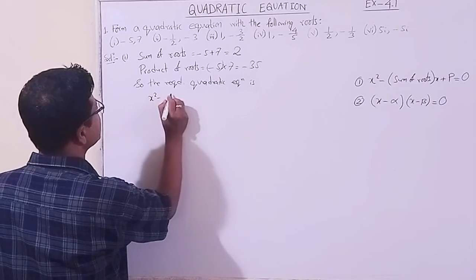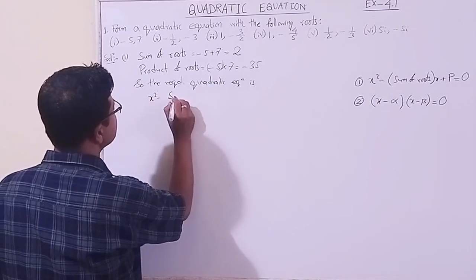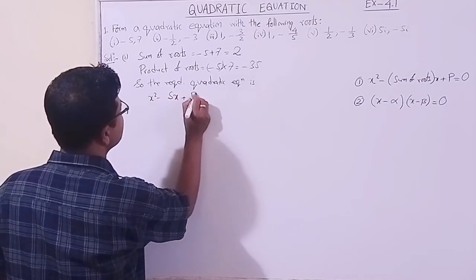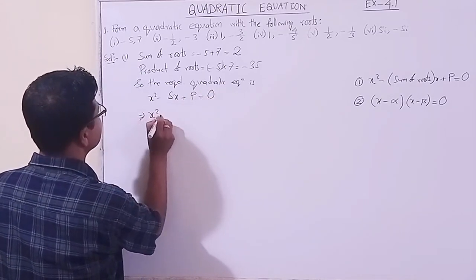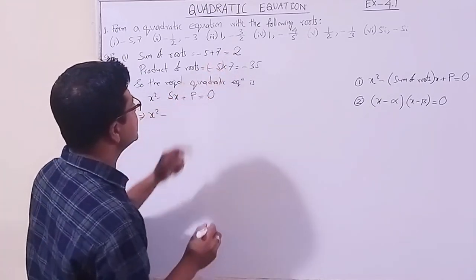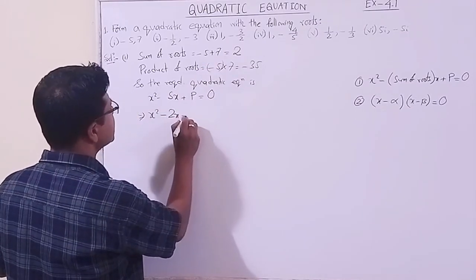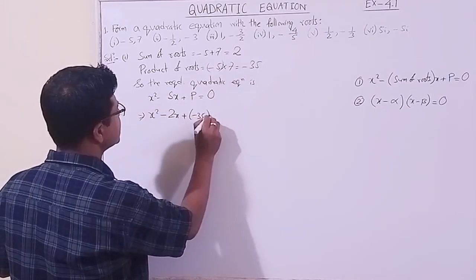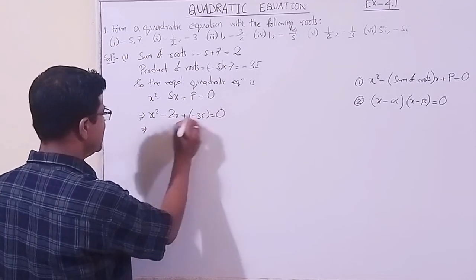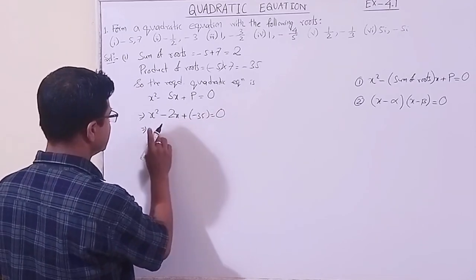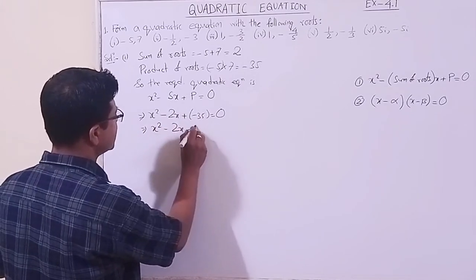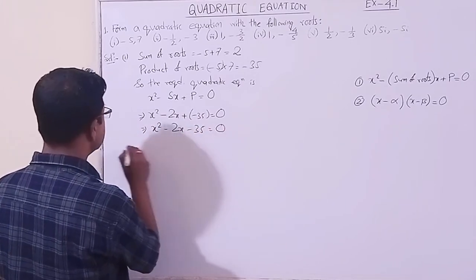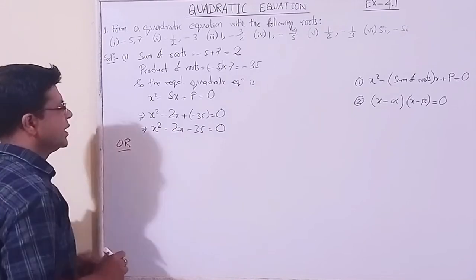x square minus sum of roots into x plus product of roots equal to 0. What is the sum of the roots? 2, so x square minus 2x plus -35 is equal to 0. Or directly also you can write this final result: x square minus 2x minus 35 is equal to 0. Now, another method.